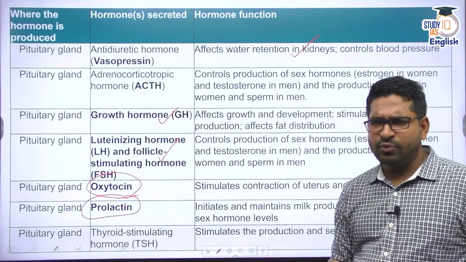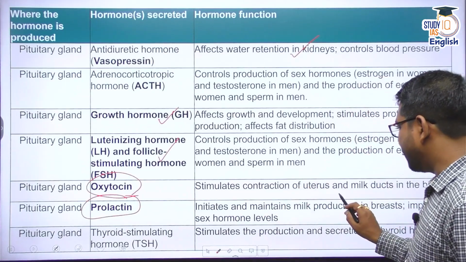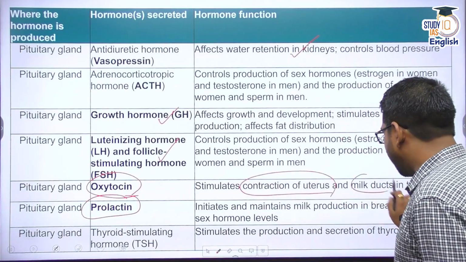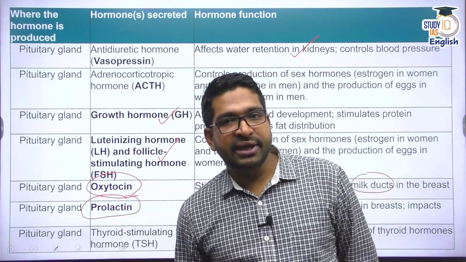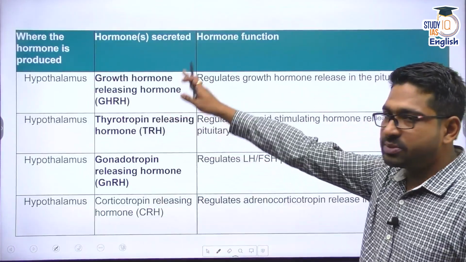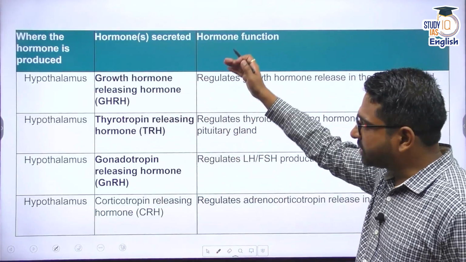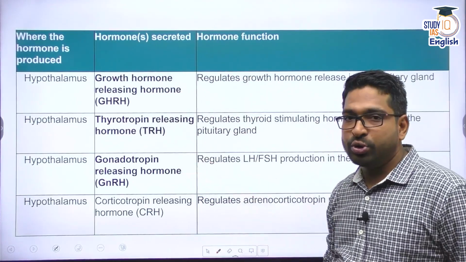Oxytocin, colloquially, is also called the love hormone, right? Oxytocin stimulates the contraction of the uterus and initial milk production in the mammary glands. Later on, milk is produced because of the release of prolactin. Apart from this, the hypothalamus produces certain important hormones like the growth hormone, the thyrotropin hormone, the gonadotropin releasing hormone.